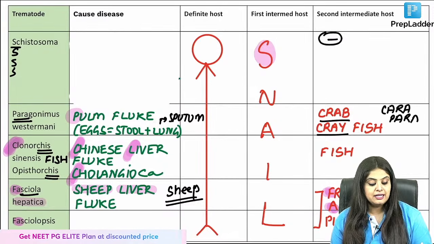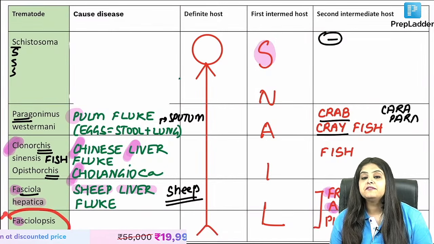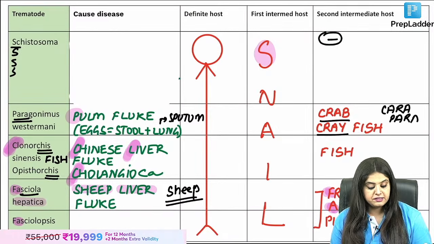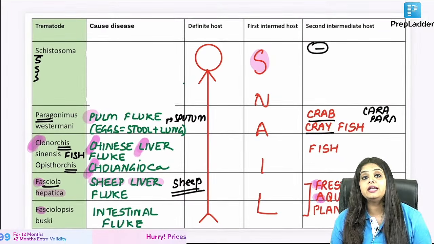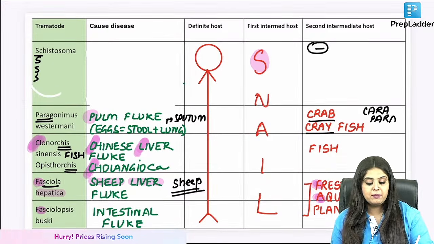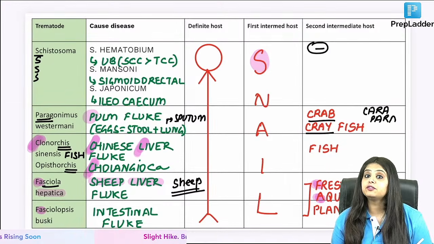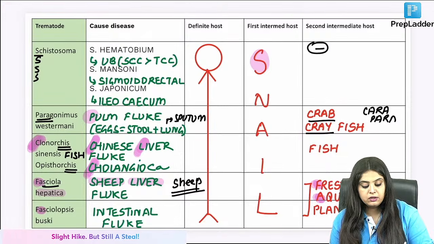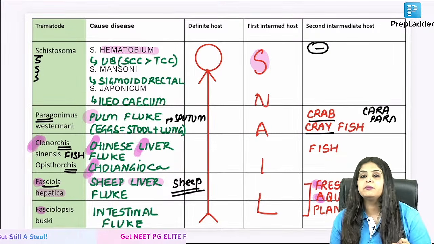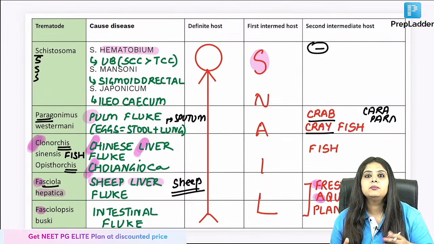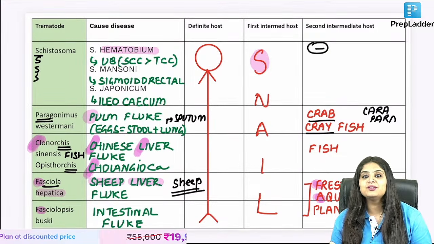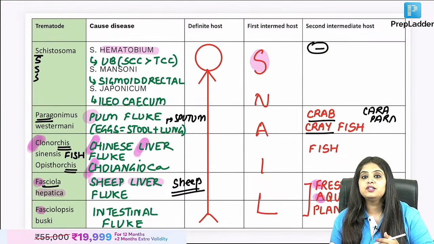Coming to the next one. Fasciolopsis buski. Fasciolopsis buski is an intestinal fluke because it tends to go into the intestine. All the names are remembered. Now let's come to S. Schistosoma is of three types. Schistosoma haematobium. What will Schistosoma haematobium cause, ma'am? Hematuria. Haematobium, hematuria means it goes into the urinary bladder. What will it cause in the urinary bladder?